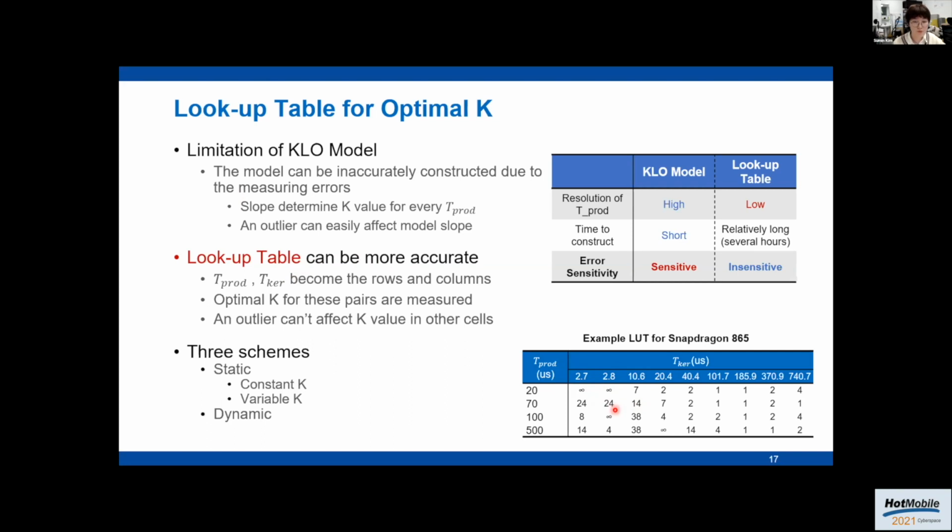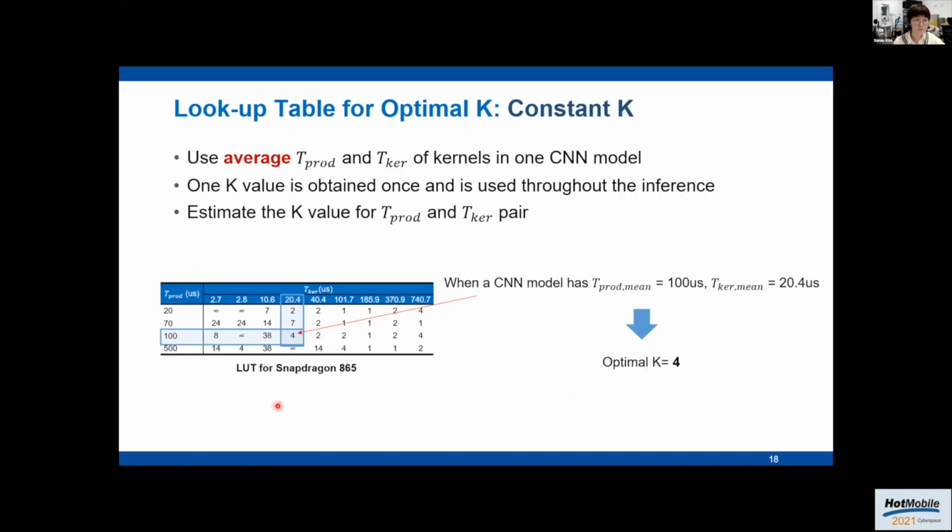We propose three schemes that can be largely divided into static and dynamic ones, which we will explain one by one. The first scheme is the constant k scheme. It uses the average tprod and tcur of the kernels in the CNN model. Once the k value is obtained from the table, it is used throughout the CNN inference.